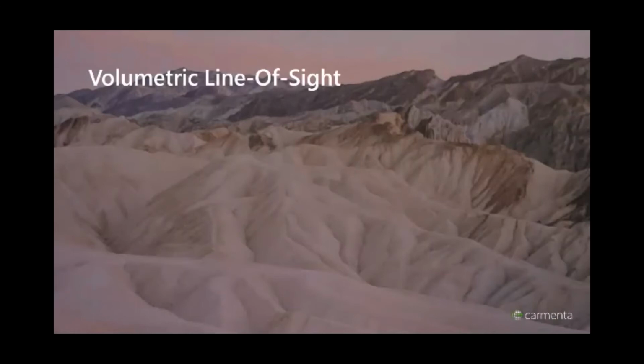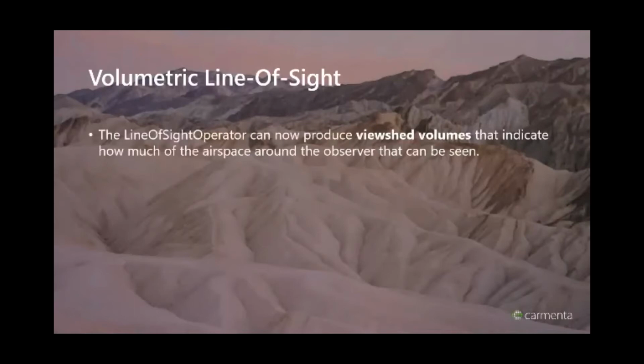So another big thing we did in 5.14 was to introduce something that we call volumetric line of sight. And this feature actually consists of two different components in the engine. The first thing that we did is that we extended the existing line of sight operator with the ability to generate a new kind of output. So rather than just generating a raster output, which you can visualize on the ground to indicate what you can see, it can now generate so-called viewshed volumes. And I'll show you in just a second what that might look like.